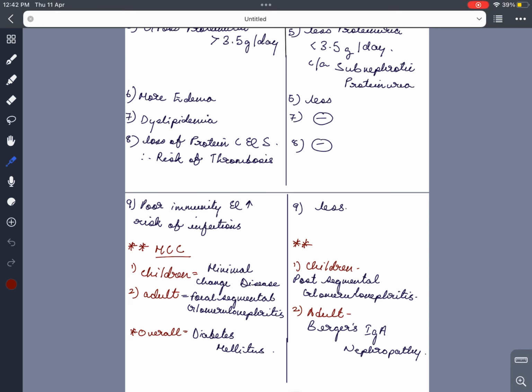In nephritic syndrome, on the other hand, in children we have post-streptococcal glomerulonephritis as the most common cause, and in adults we have Berger's disease, IgA nephropathy.